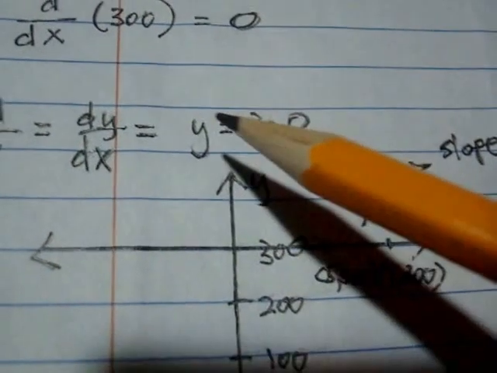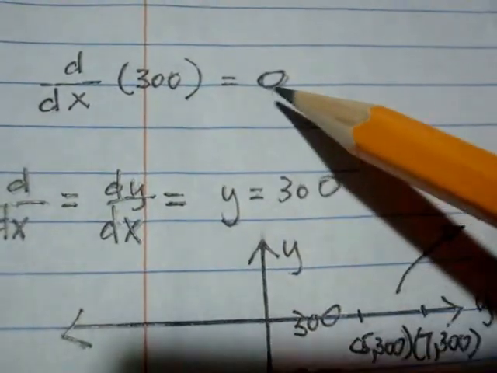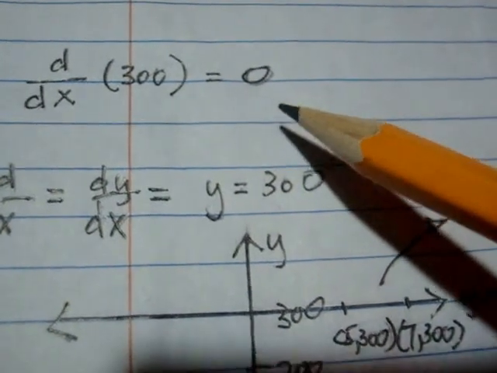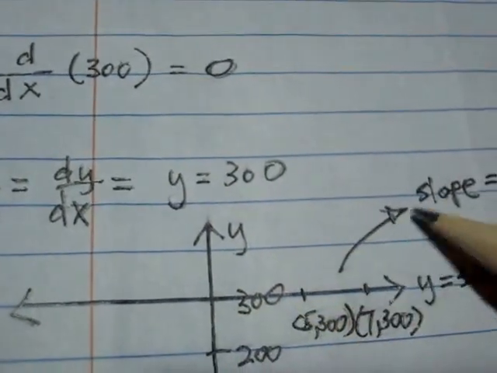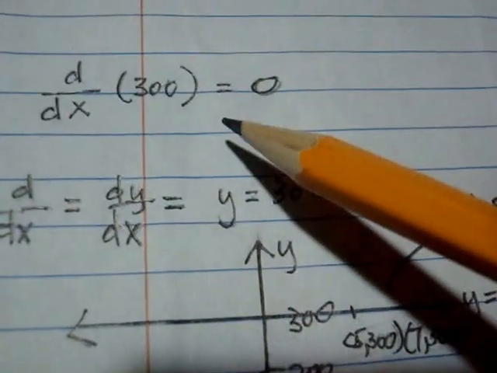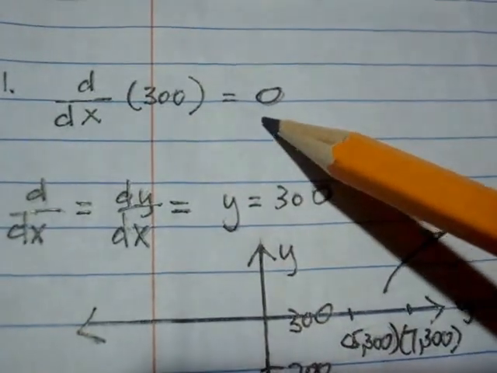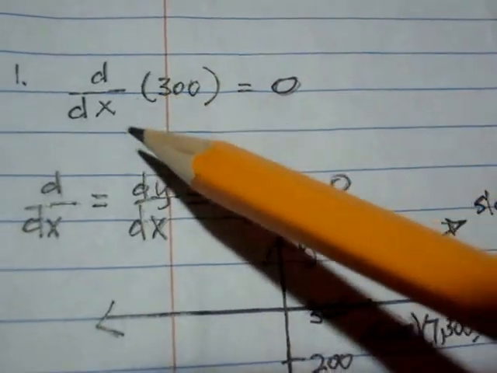That's why every time you take a derivative of a constant, the answer will always be 0. Because when you graph it, the slope equals 0. When the slope equals 0, that means the derivative of this constant is 0.